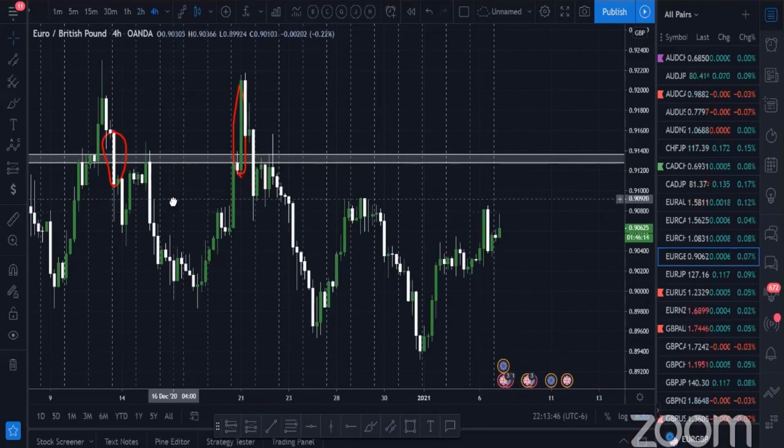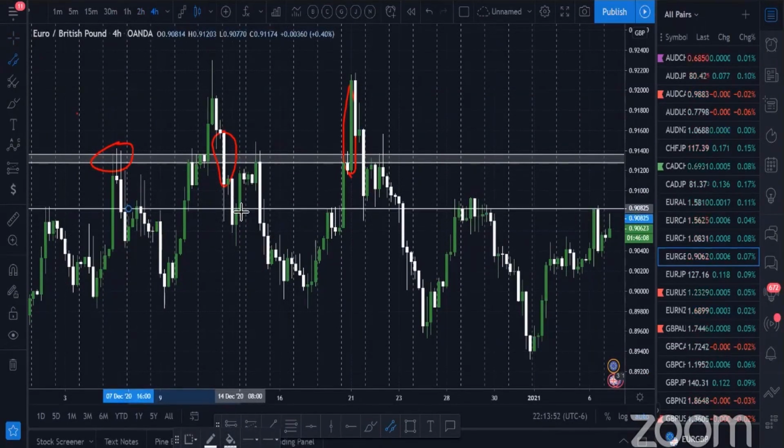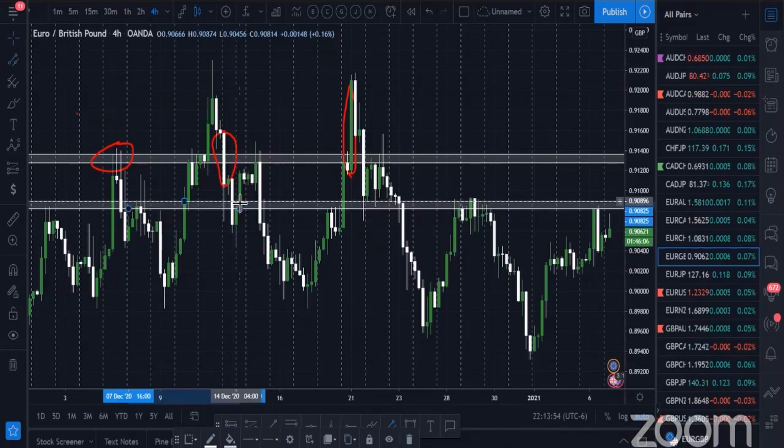So when I'm doing this, I'm looking for things that match up to that criteria. You see here, same thing: wicks, strong candle breaking zone, strong candle, strong candle, strong candle, wicks, momentum going into that level, rejecting off of it, momentum going into that level, rejecting off of it. That's a strong zone. Same thing down here.